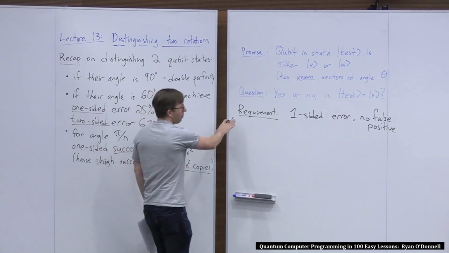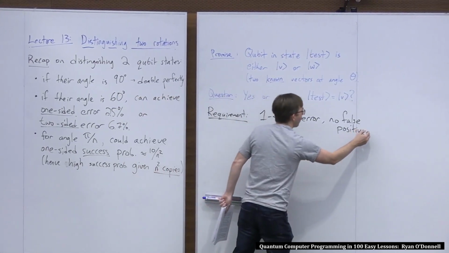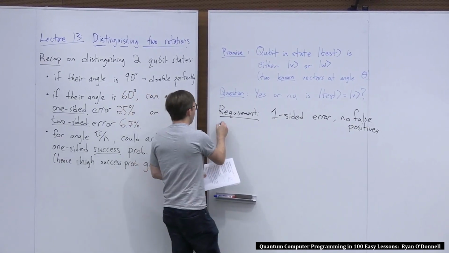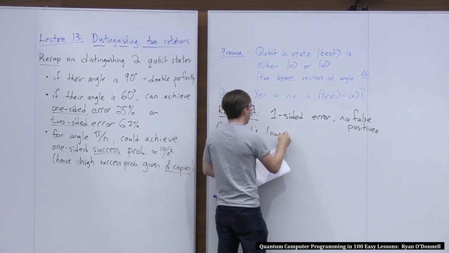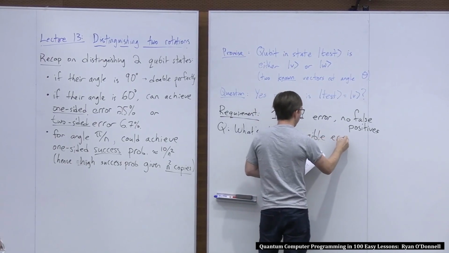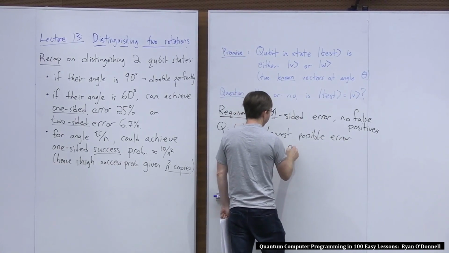Okay, so this is just part of the problem. I'm going to insist that you have one-sided error, and then the question is, how small can you get the other kind of error? So what's the lowest possible error probability? And that's for, I suppose, false negatives.